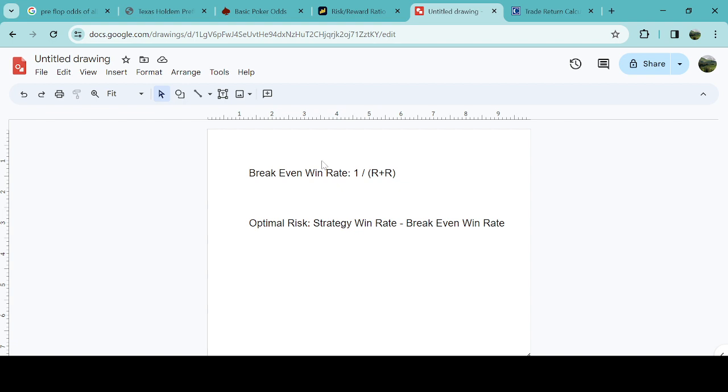Okay? Makes sense, right? You want to do that. You don't want to risk more. You don't want to blow your account. You don't want to risk less. You don't want to make less money. You have to make the optimal amount.